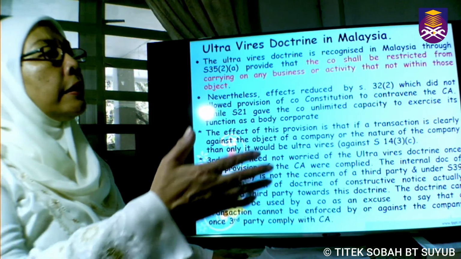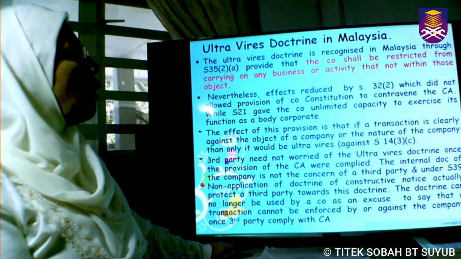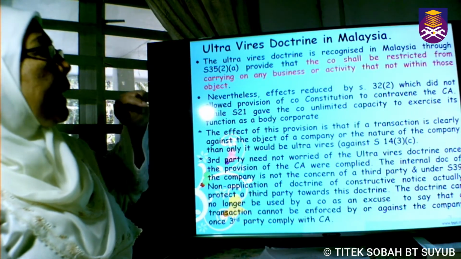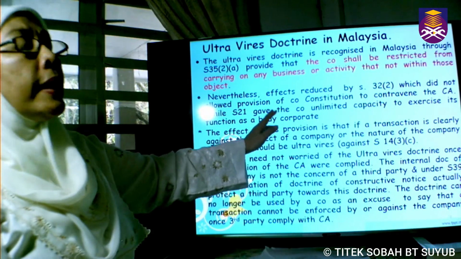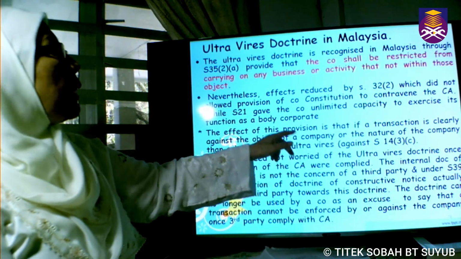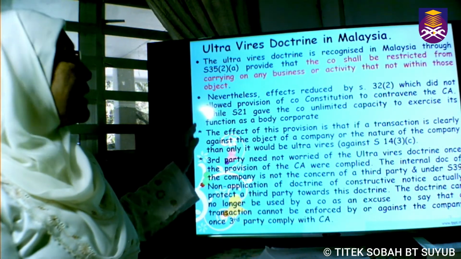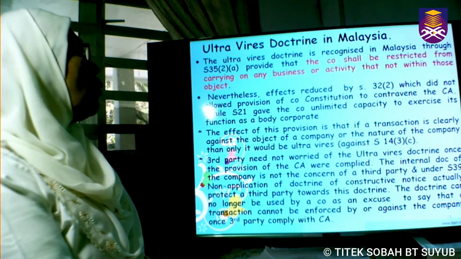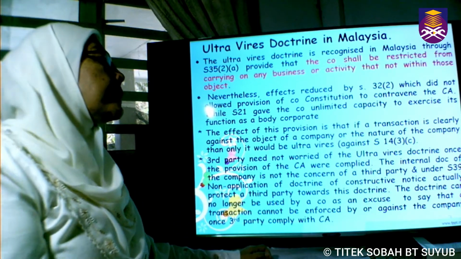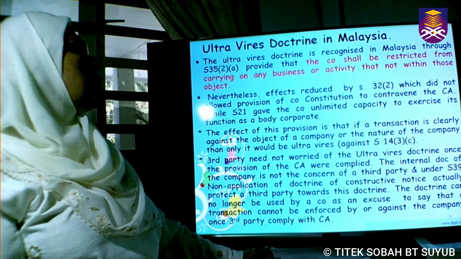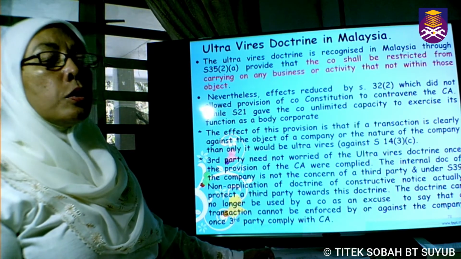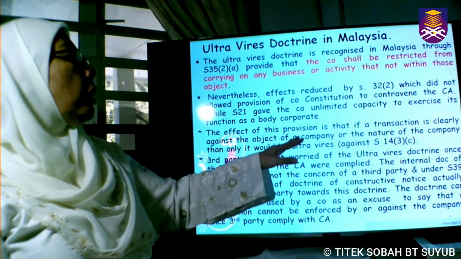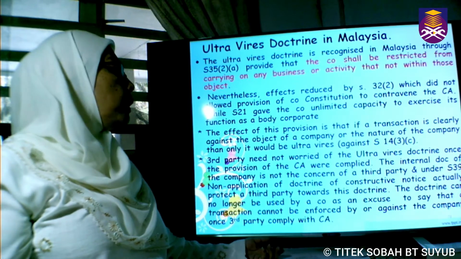Tak boleh buat lah, sebab tak ada dalam objek clause. Tak boleh buat. Okay? However, the effectiveness of Section 35 subsection 2A is being reduced by Section 32. Why do I say it's being reduced by Section 32, subsection 2? Because this section does not allow provisions of the company's constitution to contravene the Companies Act. Okay? And Section 31 also gave the company unlimited capacity to exercise its function as a body corporate. So the effect of this provision is that if a transaction is clearly against the object of a company or the nature of the company, then only it will be ultra vires.